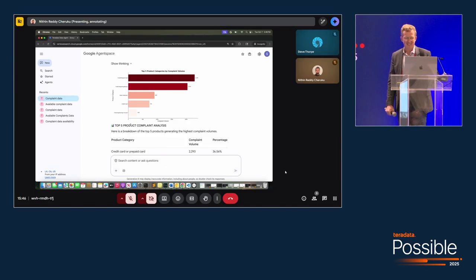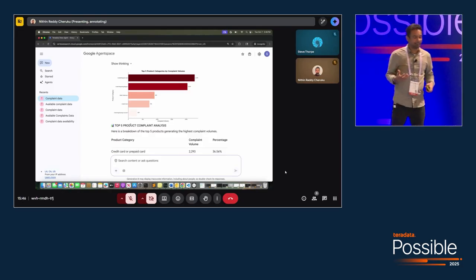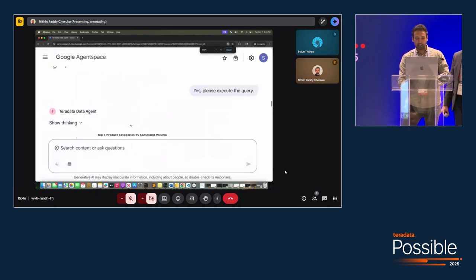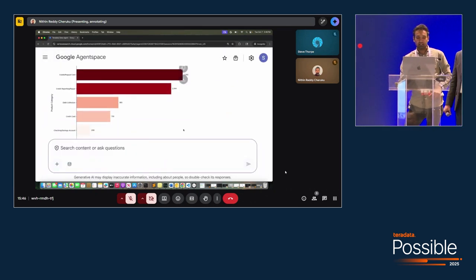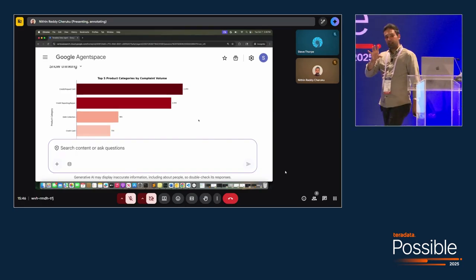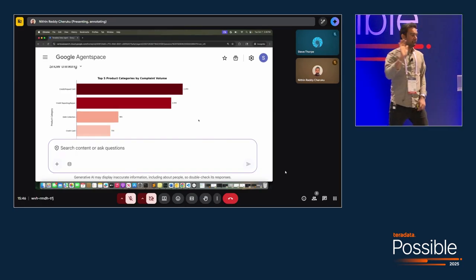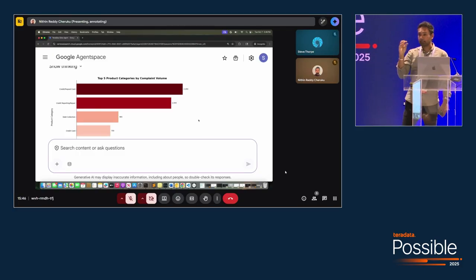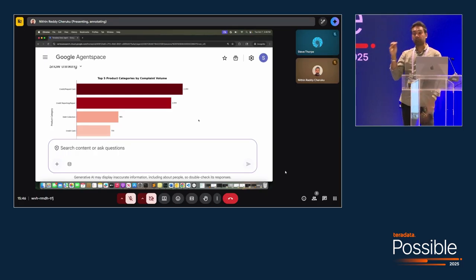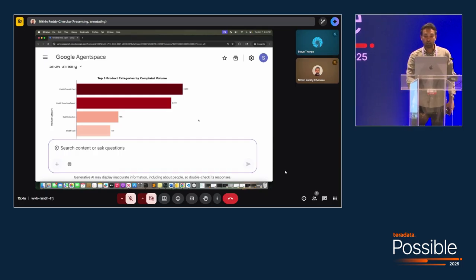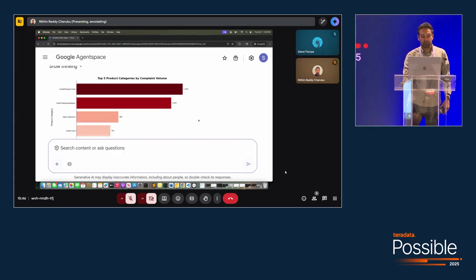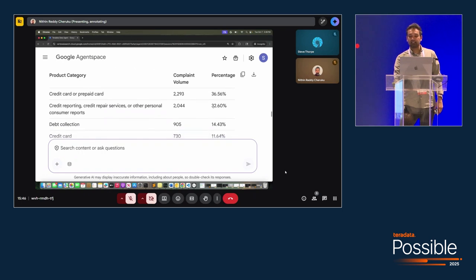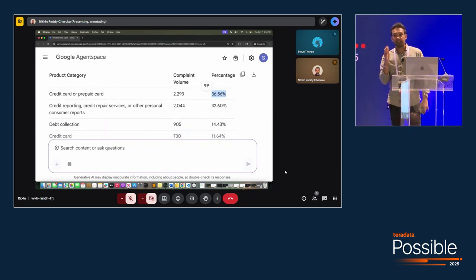Thank you. As you can see on the screen, the visualization has come up. I know the screen is a little small, so I'm going to try increasing the font size for you. It came back with a visualization giving me the top 5 product categories by complaint volume. The top category is credit card and prepaid card issues, with about 2,300 complaints, and that is the highest concerning alarm. Apart from that, you see it's 37% of all complaints.